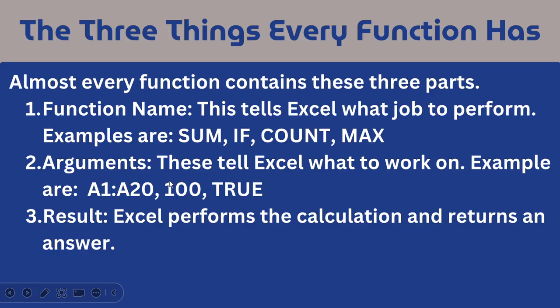Number two is the argument. This tells Excel what to work on. Examples are A1 to A20, 100, TRUE. So whatever you give it as an argument. Number three is the result. Excel performs a calculation and returns an answer. So after you have input your function name and argument, Excel works on the argument based on the function name and then returns a result.